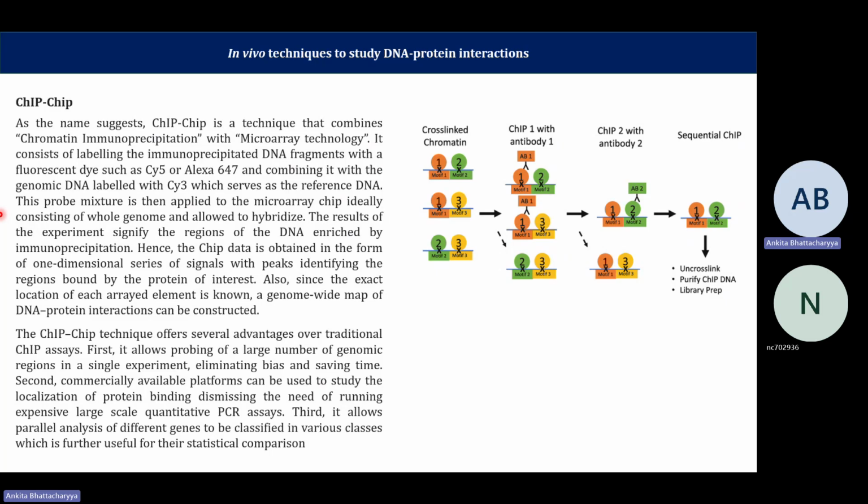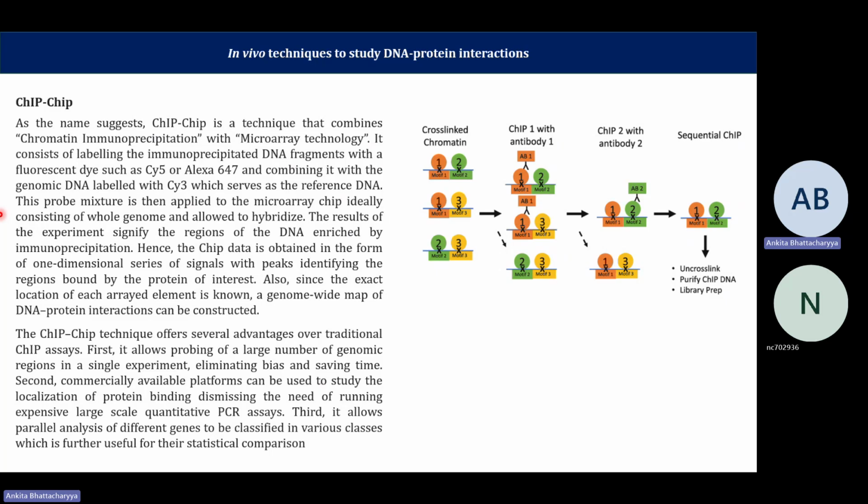Since the exact location of each arrayed element on your microarray chip is known, you can get a complete genome-wide map of DNA-protein interactions, which is somewhat similar to ChIP-seq, but it has certain limitations also.